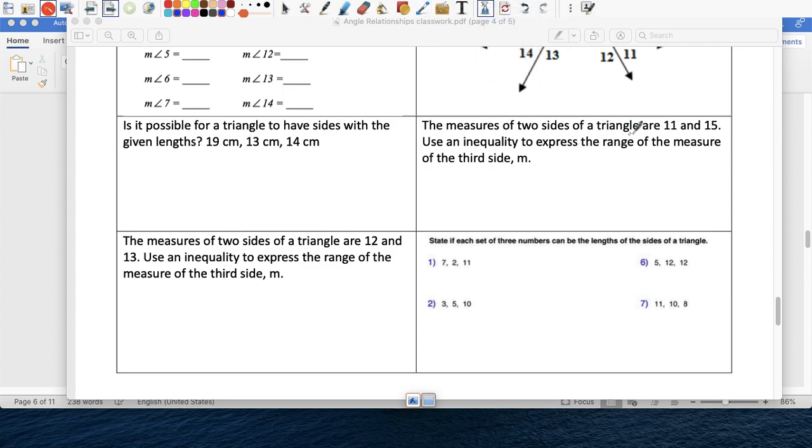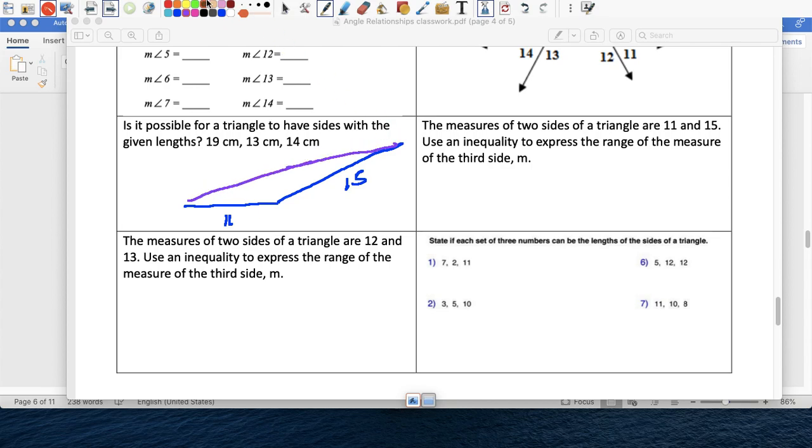Okay. The measure of two sides of a triangle are 11 and 15. Use an inequality to express the range of the measure of the third side. So remember, here's something that measures 11. I want to make a triangle with another stick that measures 15. Let me put the other stick. This is 15, not to scale. So one possible triangle could look like this.